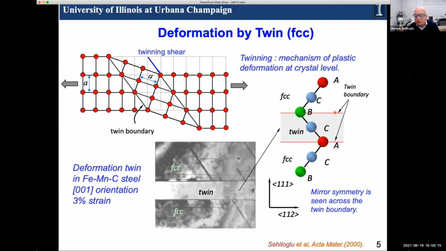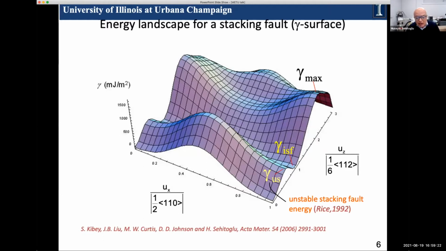And this is the upper twin boundary. Again, there is a mirror symmetry across the boundary. And the way that gamma ISF is determined is by shearing of the atoms in the 111 plane and 112 direction. You go through gamma unstable stacking fault energy, then there's a metastable equilibrium point, which is the intrinsic stacking fault energy. That is if we deform in the 112 direction, shear in the 112 direction.